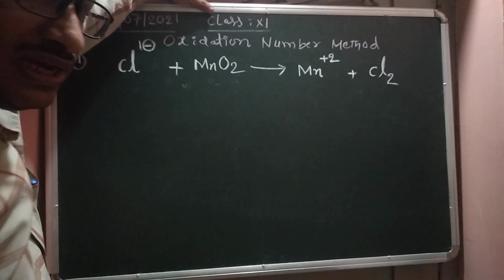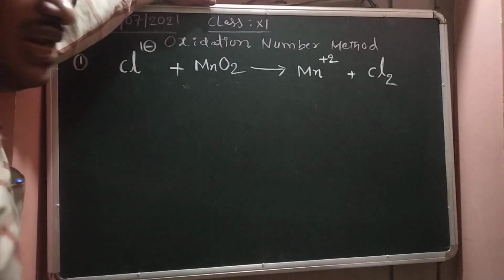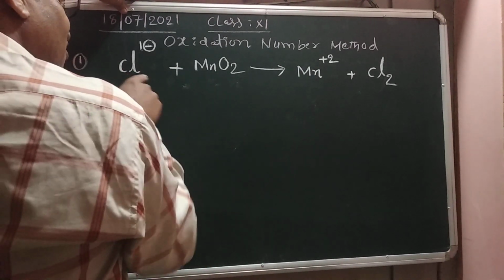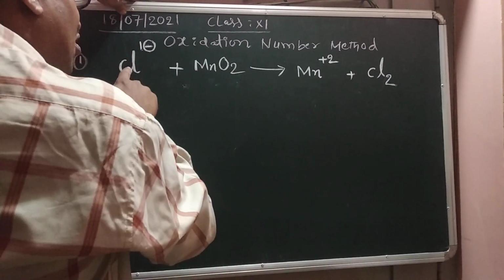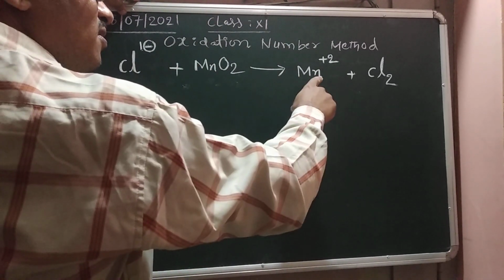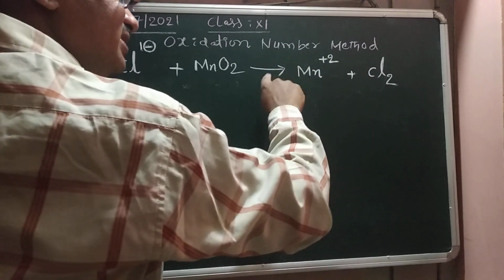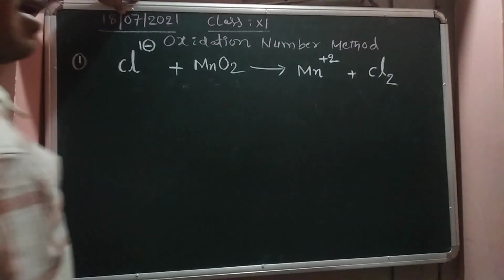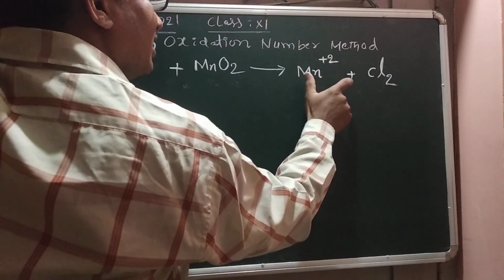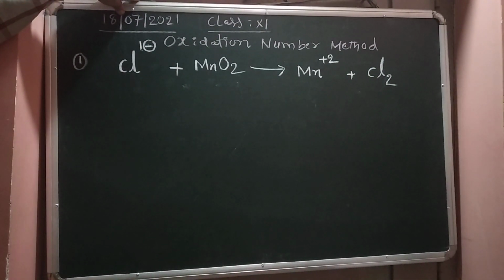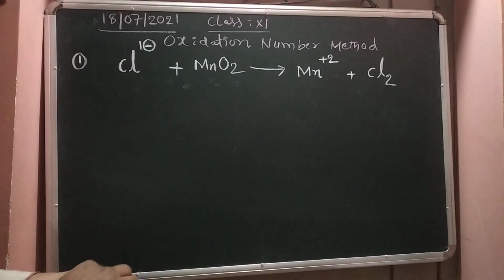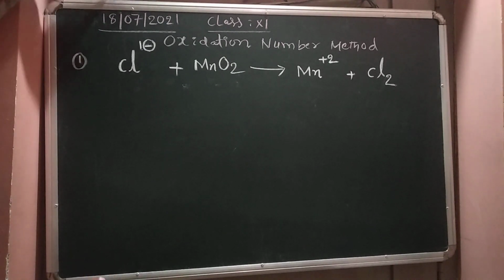The statement they have given, I have to write in the form of a skeleton equation. This is called a skeleton equation. What is the statement? Chloride ions reduce manganese dioxide to manganese plus 2 ions and itself oxidized to chlorine molecule. So based on the statement I have written the skeleton equation.